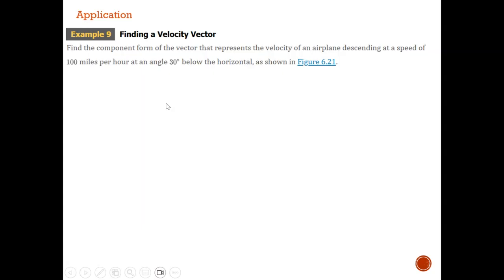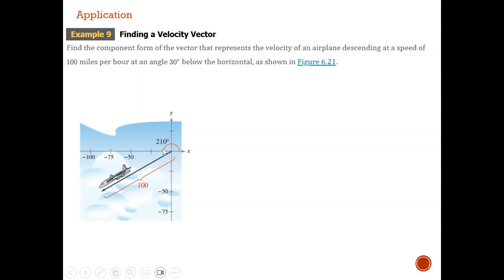Now finding the velocity vector. It says find the component form of a vector that represents the velocity of an airplane descending at a speed of 100 miles per hour at an angle of 30 degrees below the horizontal, as shown in figure 6.21. Okay, that's my figure.